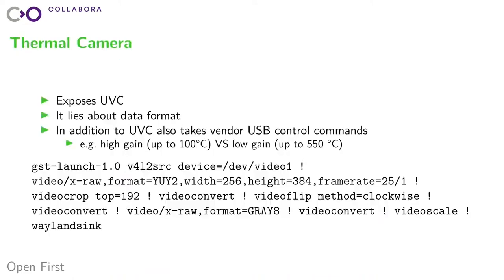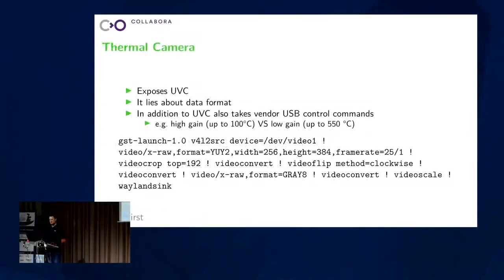The other camera that's inside, I guess the most interesting one, we are talking about the thermal camera, is the thermal sensor. And that one is connected over USB. But it kind of lies about the data format. And also, in addition to the UVC interface, it needs some vendor commands for all kinds of instructions. We need to configure if we want to be in a high gain or a low gain mode. So the camera differs between that.